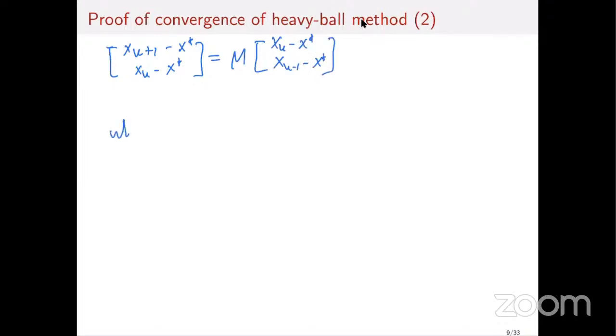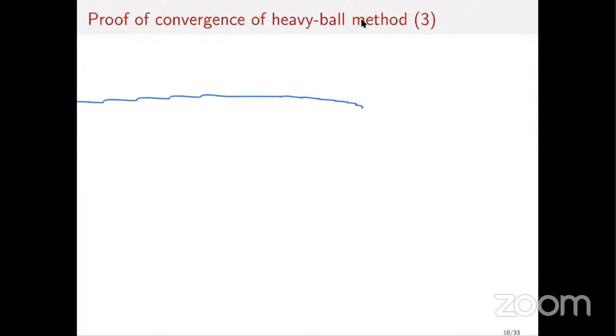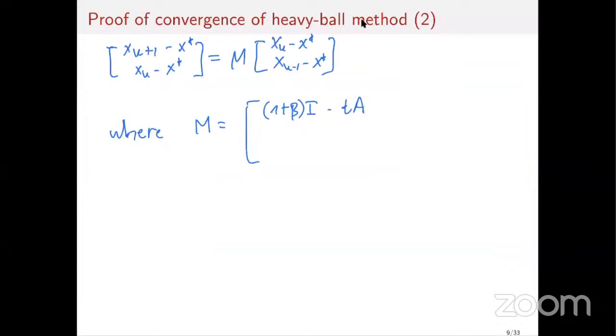Okay, where M is the matrix (1 plus beta) identity minus tA, then minus beta identity, and then identity and 0. Again, for those of you who have studied dynamical systems, we know what we have to do to study stability of a dynamical system. You have to look at the eigenvalues of the matrix. You have to look at its spectral radius.